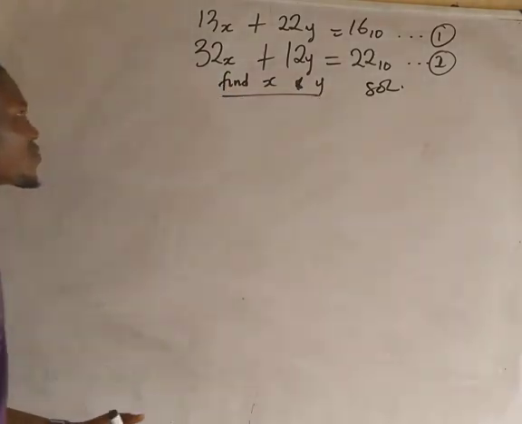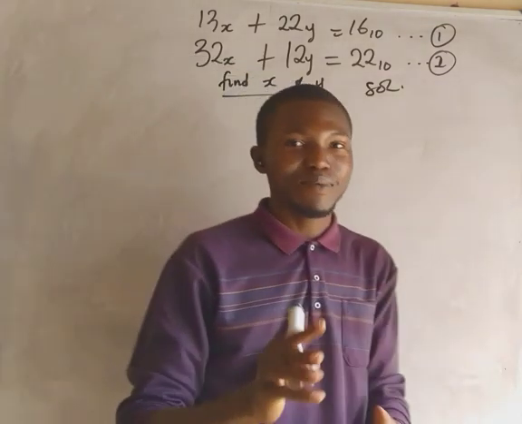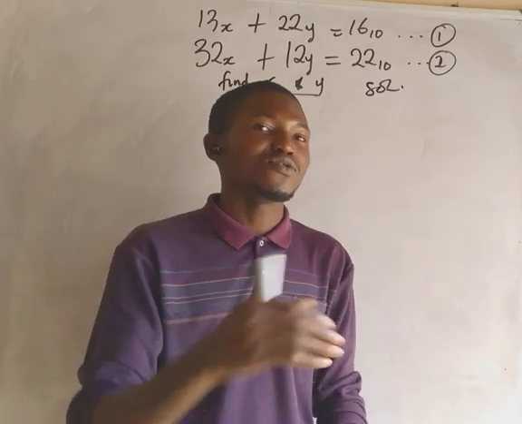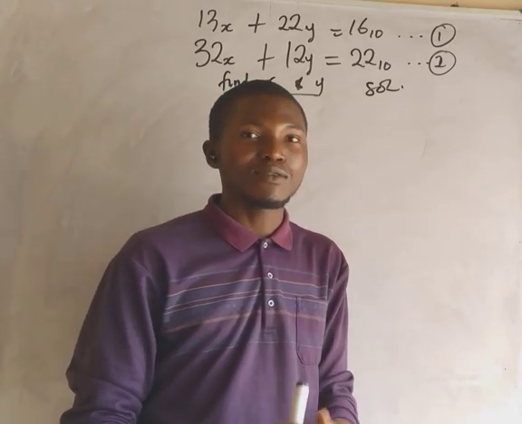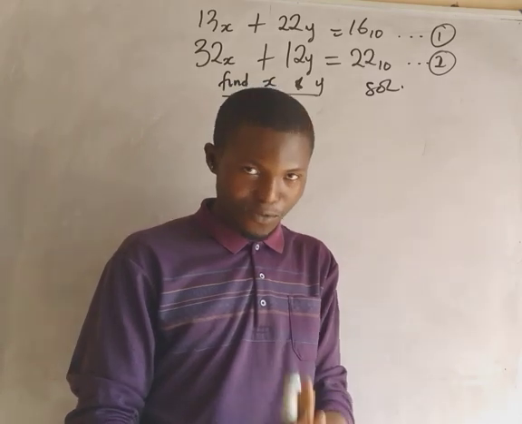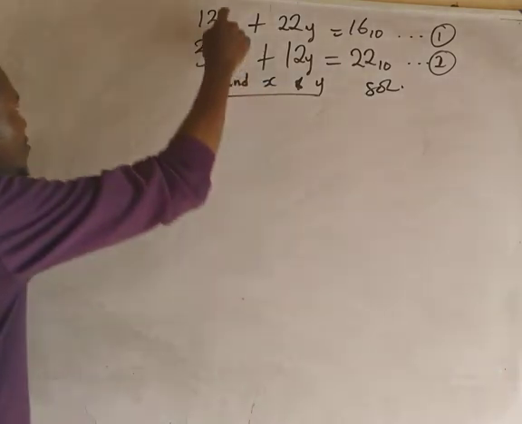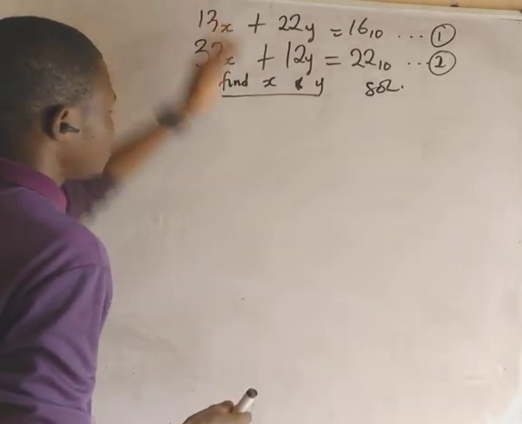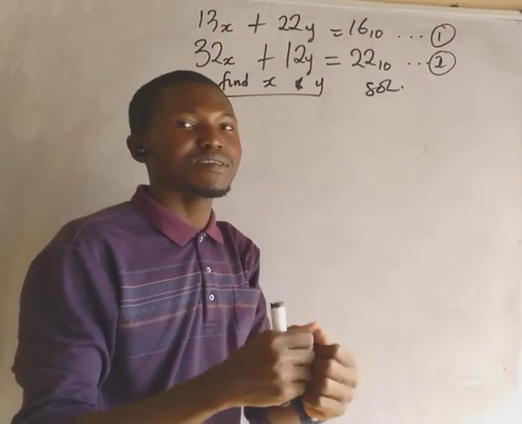Alright. The first thing we are going to do is to expand it. When we expand it, we get the real equation. We are going to expand according to the power of their bases. Don't forget. Let's expand. For equation 1, this is 13 in base x, so we're going to expand according to base x.